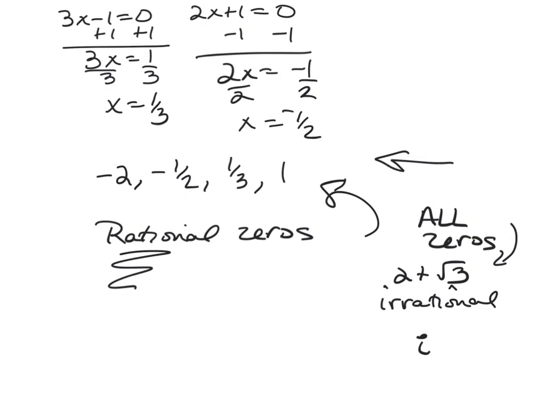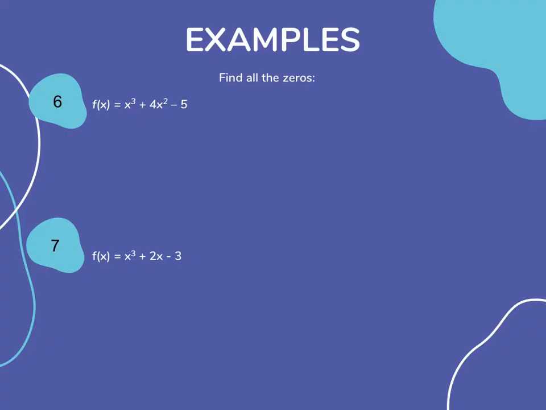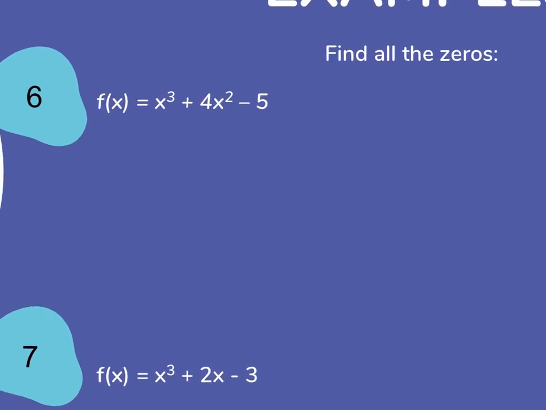Okay, so let's move on to number 6, and we're going to actually encounter our first irrational zero, because once we do the synthetic division, we're going to find that the quadratic function cannot be factored. So again, let's first list the possible zeros. This one's nice, it doesn't have very many.